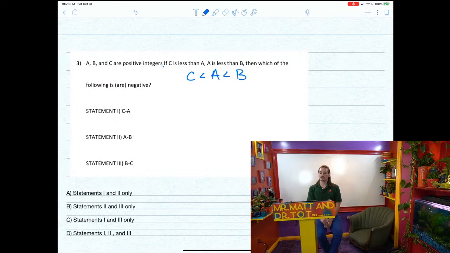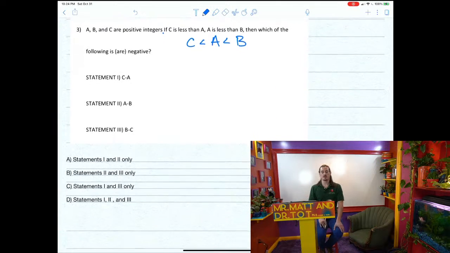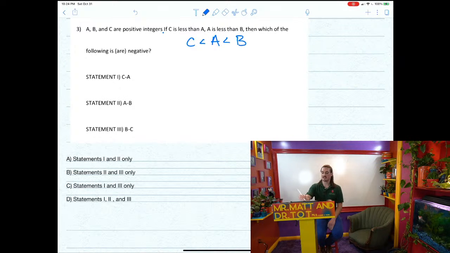So you could sub in here and just check to see which of these are negative, but we want to start solving conceptually. So what I'm going to think is that C is small and that B is relatively large. So C minus A. C is a small number, and relative to C, A is larger, so I'm going to just call it relatively large. Anytime you have a small positive minus a large positive, that's going to produce a negative result. So statement 1 is true. If statement 1 is true, then answer selection B cannot be true.